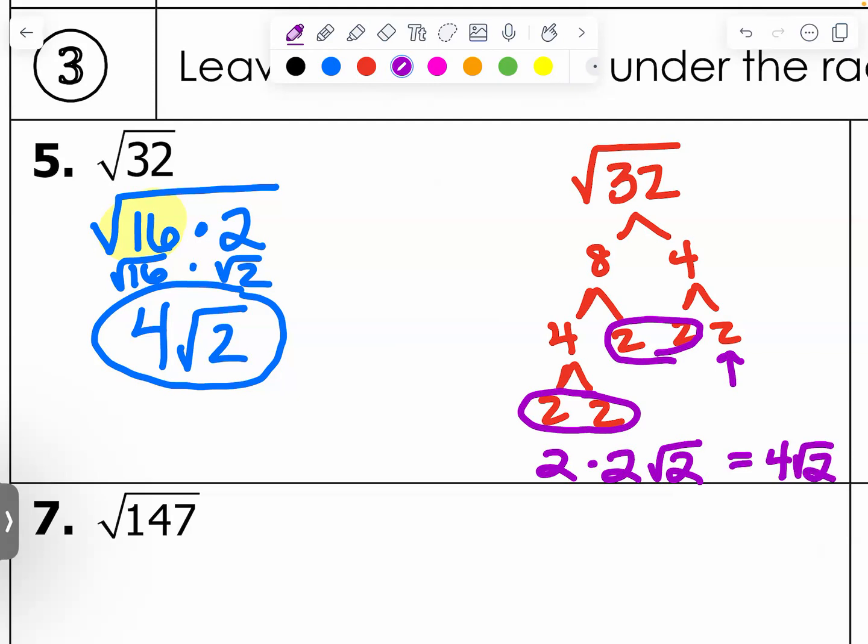Okay. Anything squared can come out of the radical because a square root and a square undo each other. Okay, so I'll show number 6 in both ways, and then you can decide which one you like better.